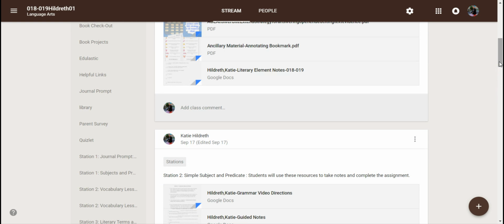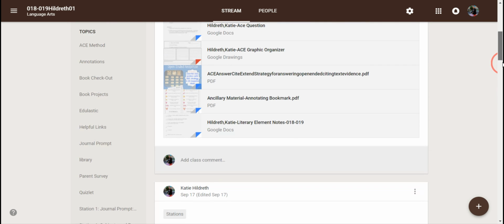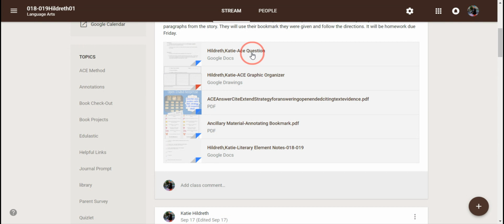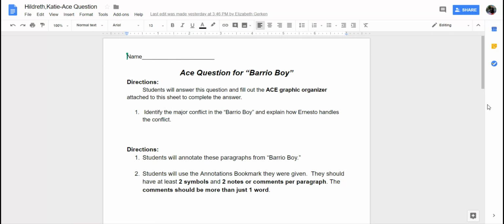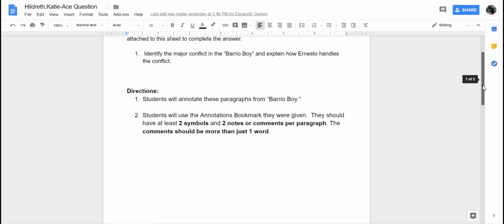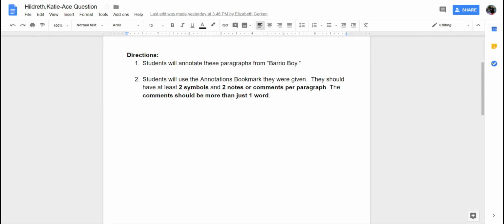Then there's a second part to this. So if we scroll back up and we go to the question and we scroll down, the other part is students will annotate these paragraphs from Barrio Boy. Students will use the annotations bookmark they were given. They should have at least 2 symbols and 2 notes or comments per paragraph. The comments should be more than just one word.